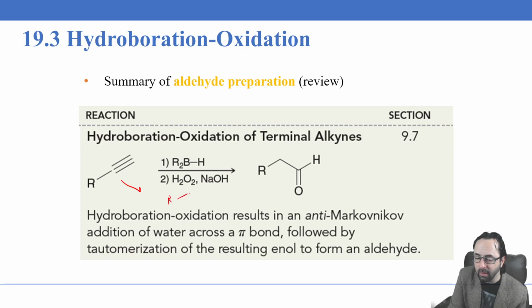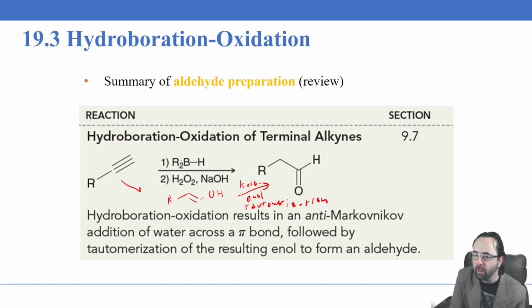This is directly analogous to doing a hydroboration-oxidation on an alkene, except instead of getting an alcohol, you get a so-called enol. And so you have a double bond here, and the alcohol is attached to the less substituted carbon here, and this enol will tautomerize. This was called the keto-enol tautomerization, and this is a very important process.